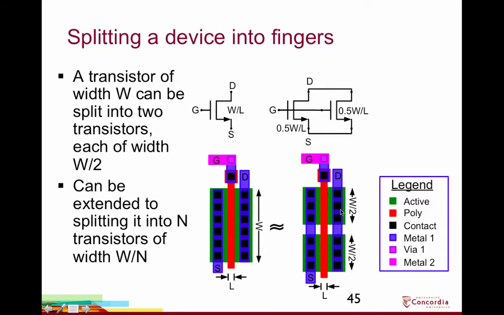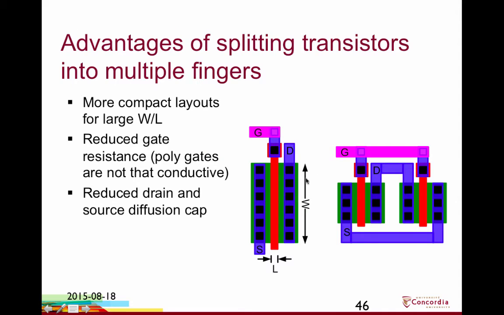We can, of course, extend this to dividing it not into two fingers, but dividing it into n fingers. Okay, so we could draw this width W, length L transistor like this. So I've rotated around the device that was down here at the bottom. Now, why would we want to do that? Well, there's a couple good reasons. The first is related to gate resistance.